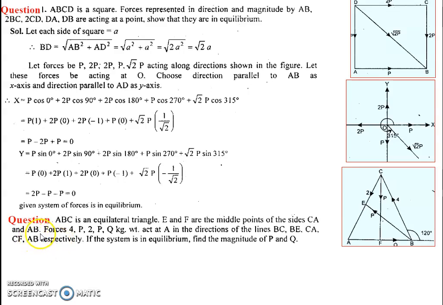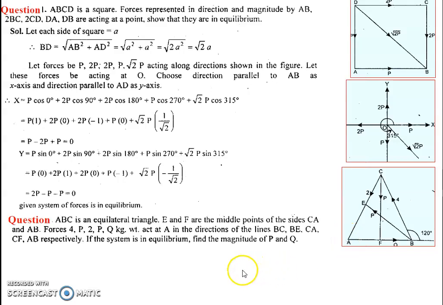It's given AB is Q, BC is 4, BE is equal to P, CA is equal to 2, and AB is equal to Q. Just see here, BC is equal to 4, then BE is equal to P.